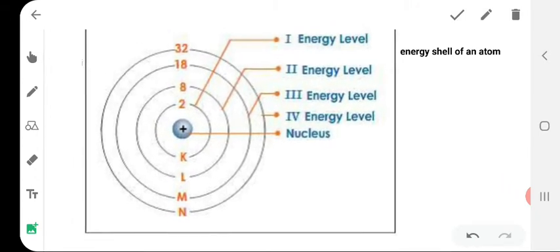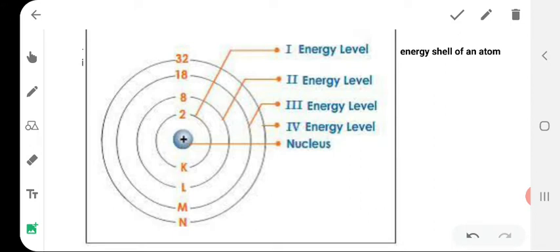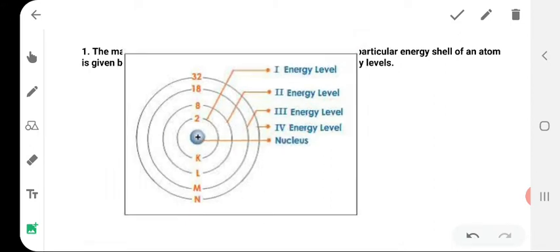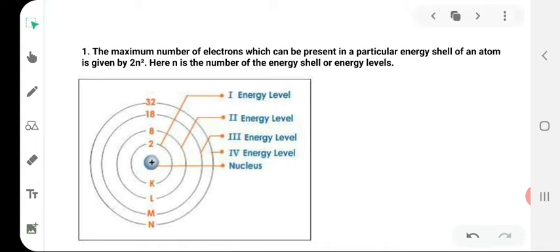For n equal to 1, using the formula 2n square, putting n equal to 1, we get number of electrons as 2. For n equal to 2 for the L shell, 2n square, this means 2 into 2 square, that will give us 8 electrons. For the third orbit, similarly we get 18 electrons, and for the fourth orbit we get number of electrons as 32.